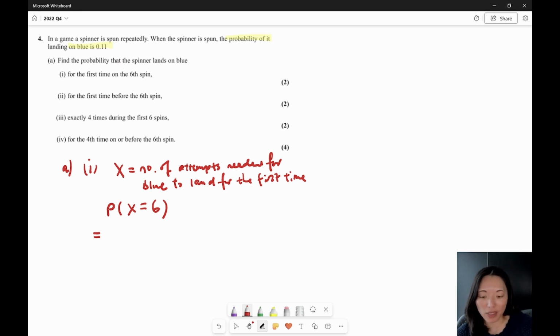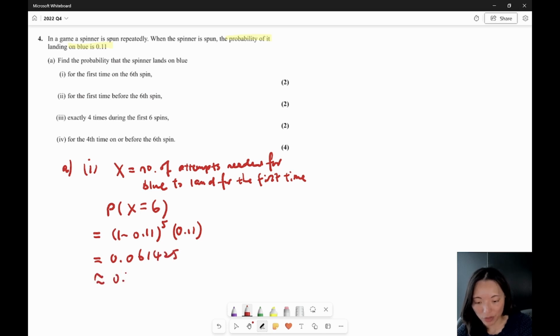Which means that we have 5 failures, so 1 minus 0.11 five times, and success, 0.11, for the final time. Working this out, it gives us 0.061425. Rounding that to 3 significant figures is 0.0614. So that's our answer to part A1.